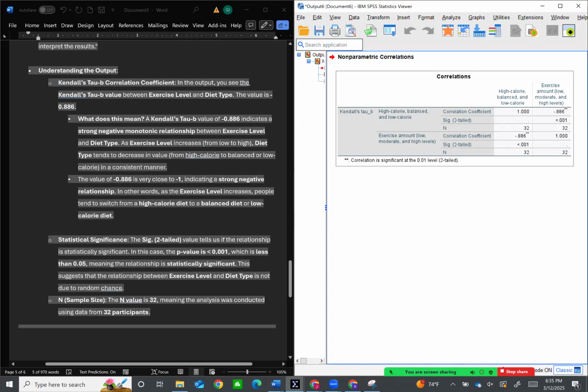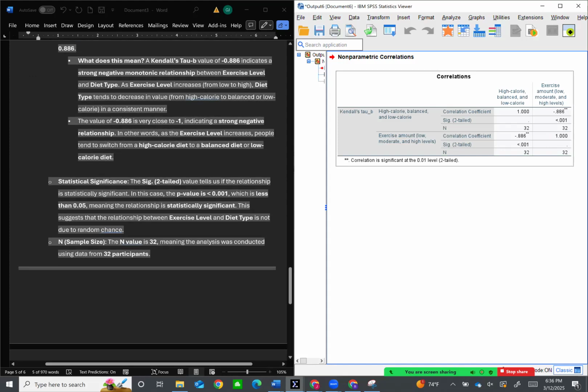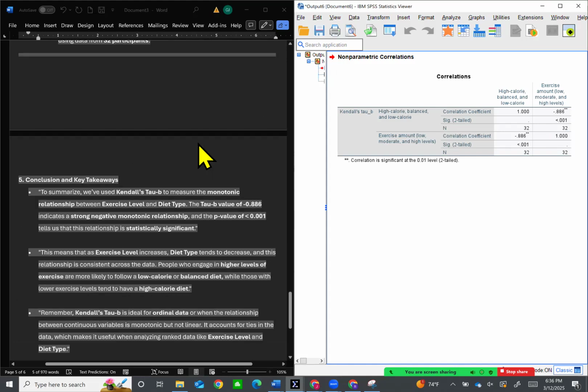Our level of significance, two-tailed, is significant at the less than 0.001 level, which gives us a great deal of confidence that these results were not due to chance, but are actually related to our variables in question. Finally, N would represent our sample size at 32 participants.